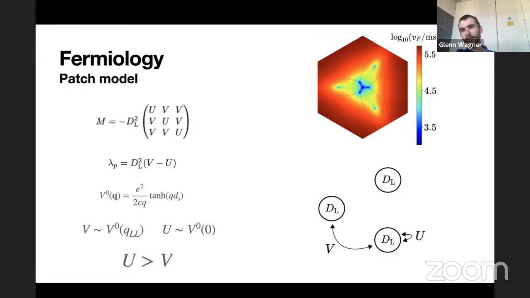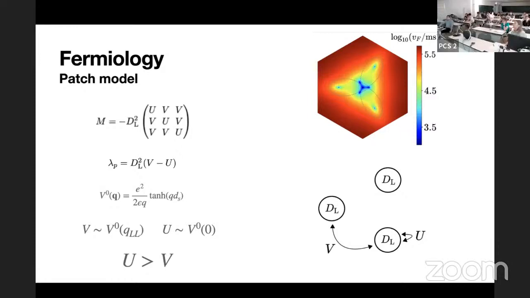The Coulomb interactions are roughly 1 divided by Q, where Q is the momentum transfer. And so the U has 0 momentum transfer. The V has a finite momentum transfer. And so, of course, U will be larger than V because the Coulomb interaction is monotonically decreasing as a function of Q. And so we actually never get a positive eigenvalue. This eigenvalue is always negative. We don't get superconductivity for the bare Coulomb interactions.